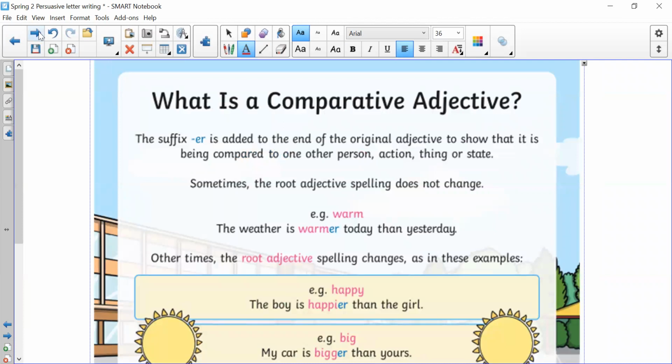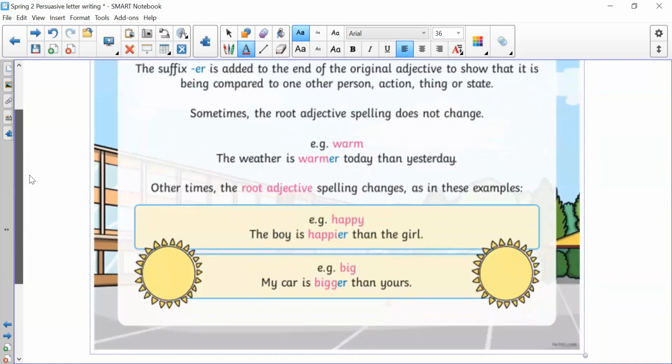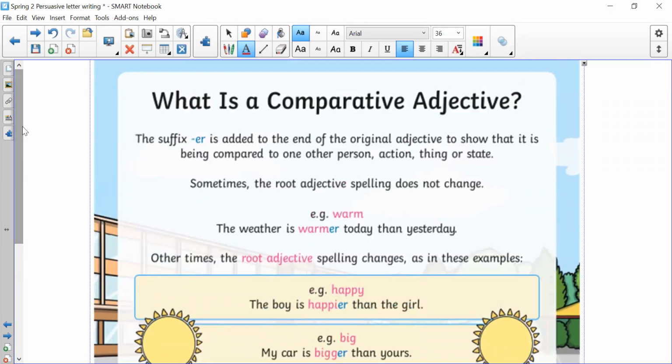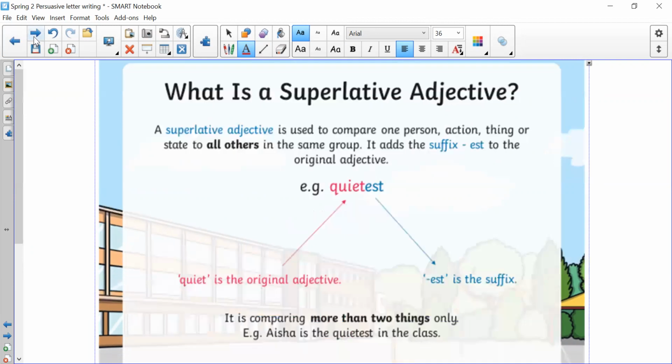And as we've just said, the suffix is added to the end of the original adjective to show that it is being compared to one other person, action, thing, or state. Sometimes the root adjective spelling does not change. For example, warm just becomes warmer, but other times it does change. So happier, the Y turns to an I and -er is added. The boy is happier than the girl. Sometimes you need to double up on the last letter, okay? And depending on which adjectives you choose to use today, you'll have to apply your spelling rules as well.